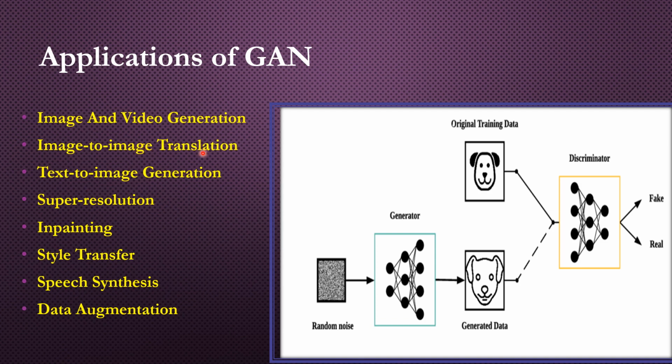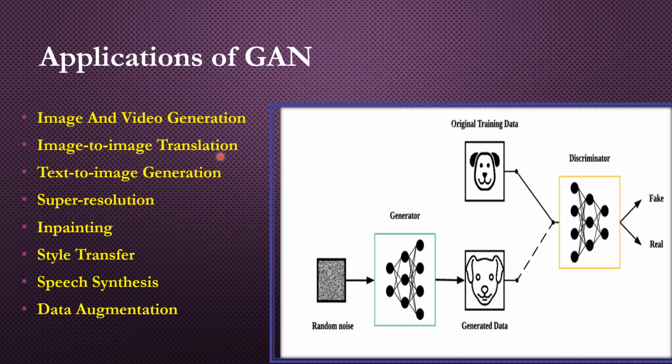Then comes image to image translation. So here GANs can be used to translate one type of image into another, such as converting black and white image into color image, or transforming the image of a room into a different style. Then comes text to image generation. So here the GANs can generate images based on textual descriptions, allowing for the creation of images that match specific prompts or requests. Then super resolution.